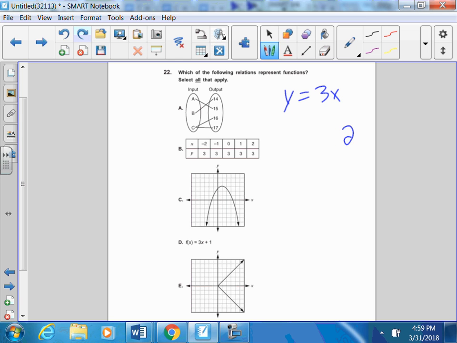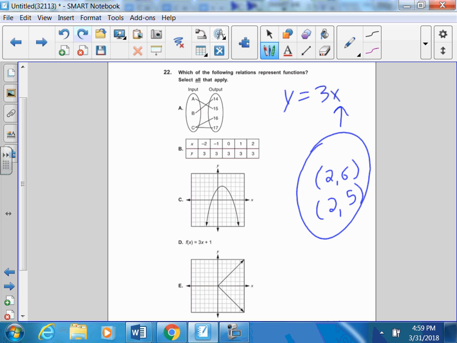We plug in 2 for x. If you plug in 2, you're going to get out 6. But then what if I decided, okay, I'm going to plug in 2 again. Am I still going to get out 6? And the answer is yes. If I got out 5, that wouldn't make any sense, right? So this does not make sense.